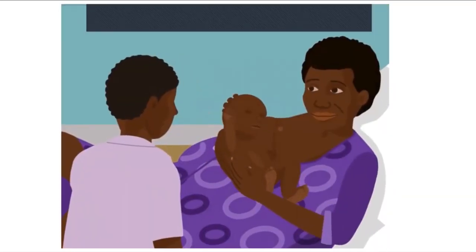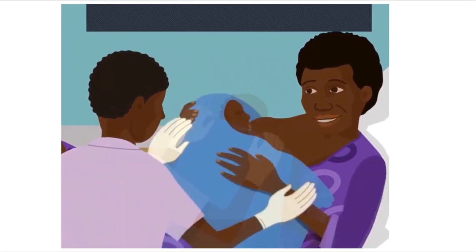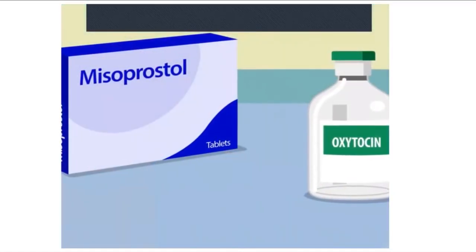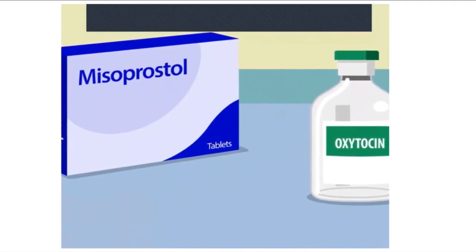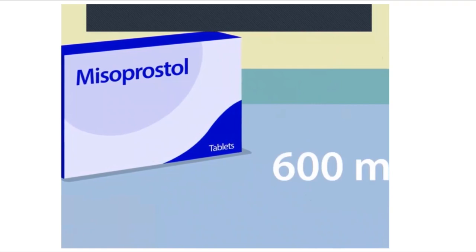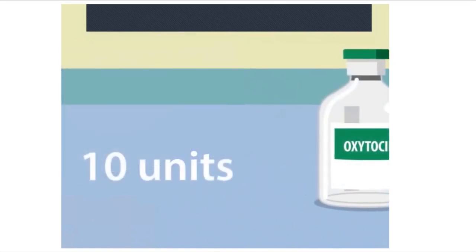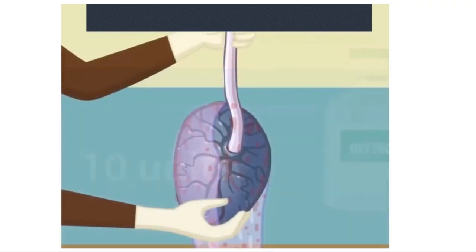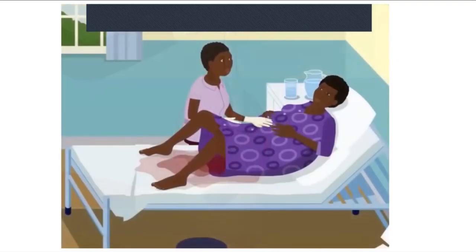She stores the UBT kit and equipment in a clean, accessible place. Grace helps to deliver Mary's baby, then gives drugs to help the uterus to contract. Grace gives 600 micrograms of misoprostol, or an injection of 10 units of oxytocin. But once the placenta is delivered, Mary begins to bleed.